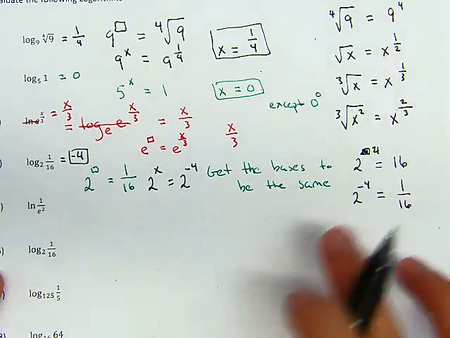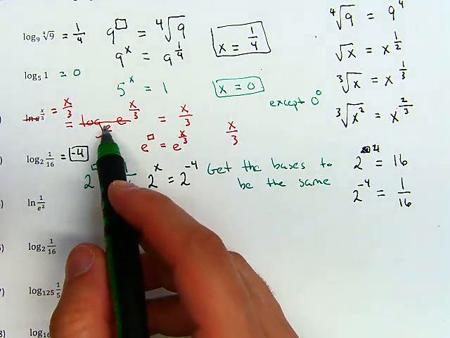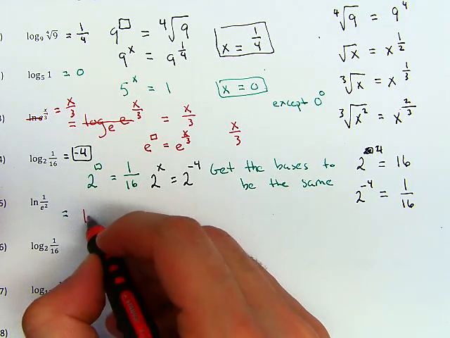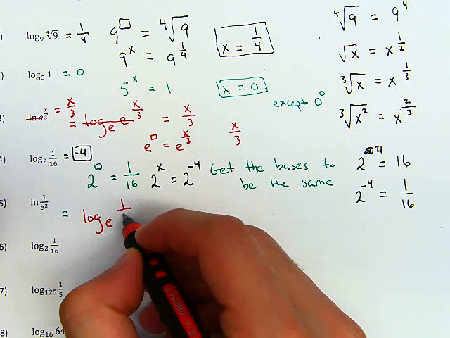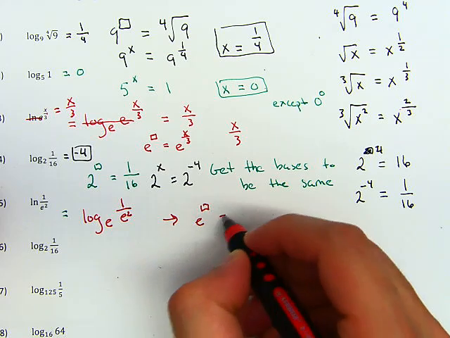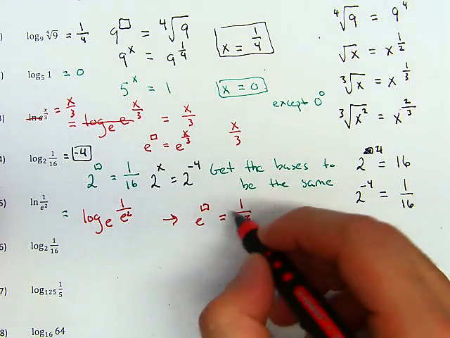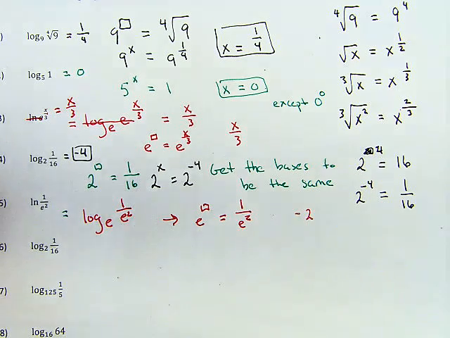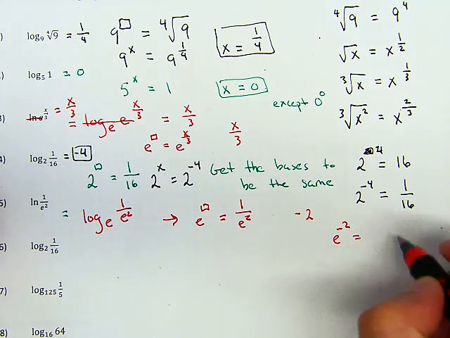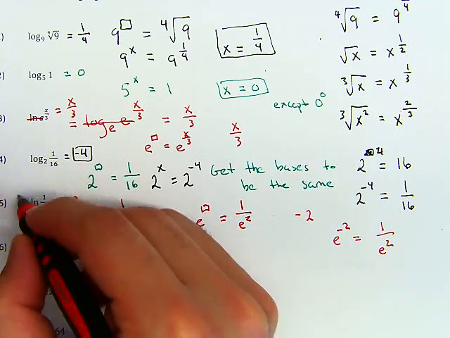Okay? Let's move on. For this question here, the natural log of 1 over e to the 2, the same idea here. This will be the same as log base e of 1 over e squared. So this is saying e to what power is equal to 1 over e squared. And this will just be negative 2. Okay? Because if I have e to the negative 2, that's equal to 1 over e squared. Right? So this answer is just negative 2.